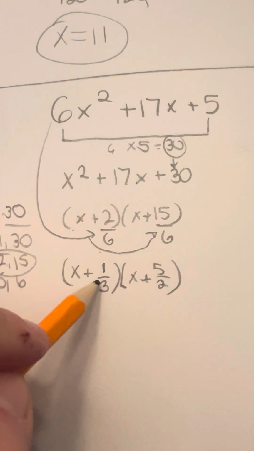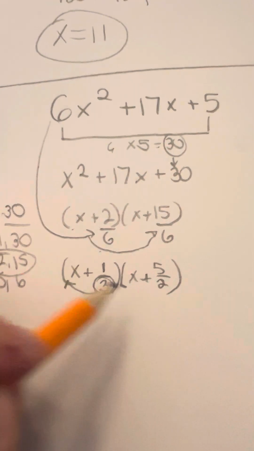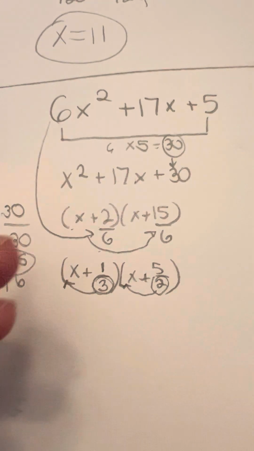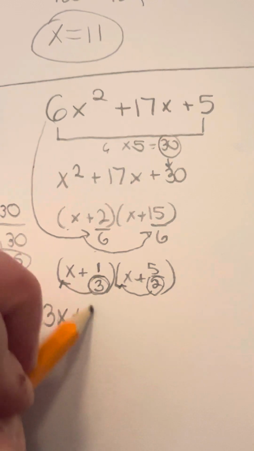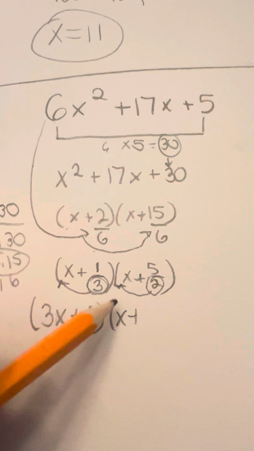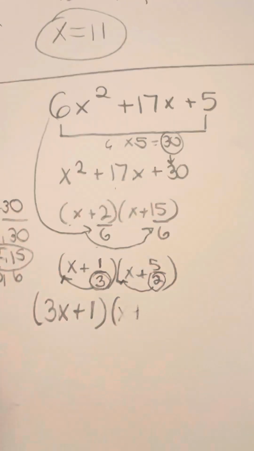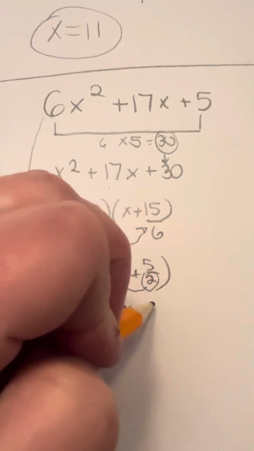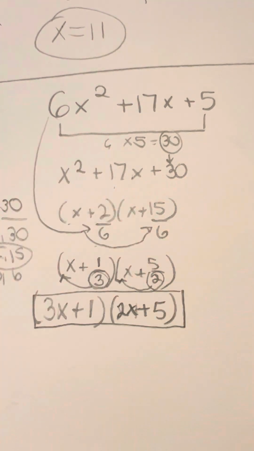Now I'm going to take these denominators that are still hanging out, and I'm going to swing them back and put them in front of the x. So my finalized trinomial factoring would be 3x plus that numerator of 1. And then over here, 2x, I forgot the 2. The 2 is going to come in front of the x plus that numerator of 5. And that would be my finalized factoring of the trinomial.